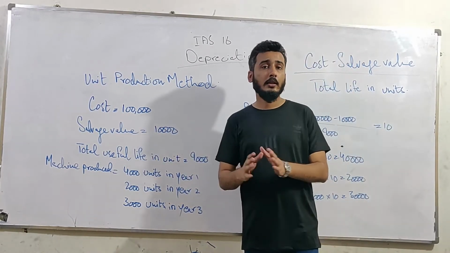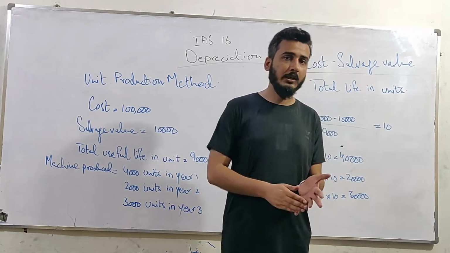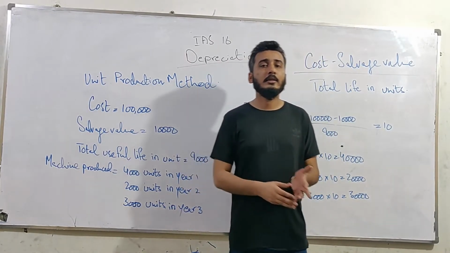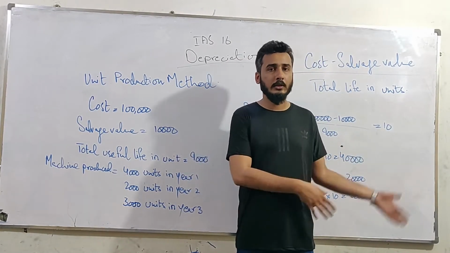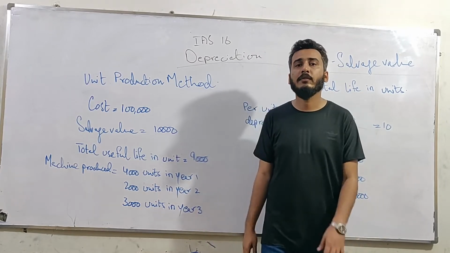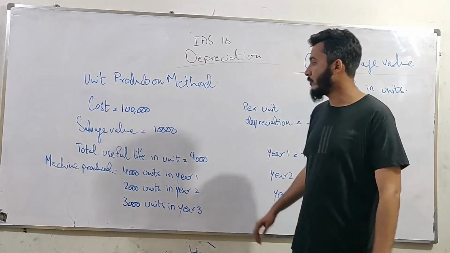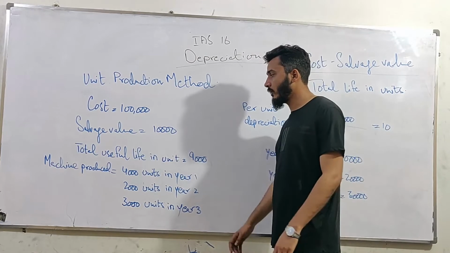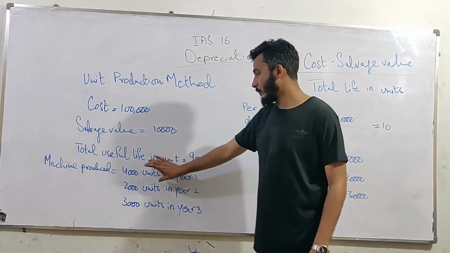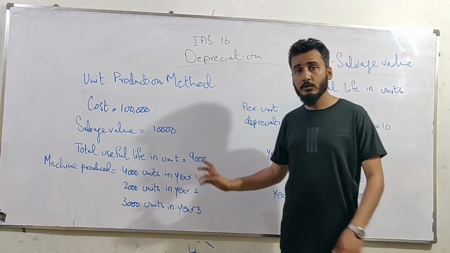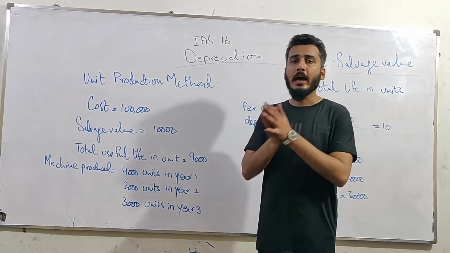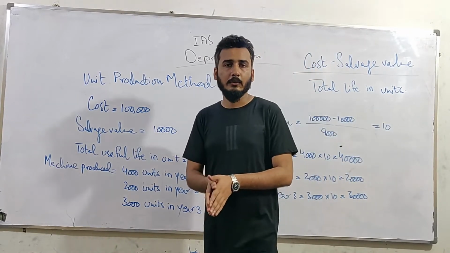Now we have to see how many units one machine can produce and how its cost shall be depreciated over its total useful life in units. So we have a total useful life of 9,000 units, and the machine produced 4,000 units in year 1, 2,000 units in year 2, and 3,000 units in year 3.